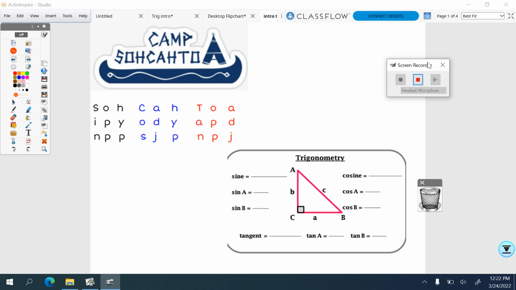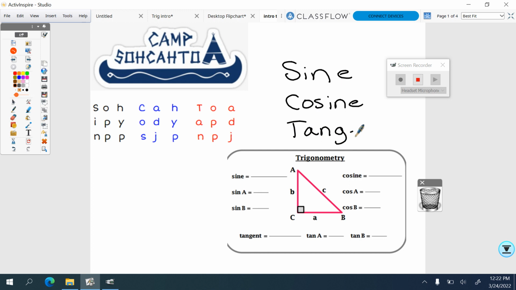We have sine, we have cosine, and we have tangent. And SOHCAHTOA is a mnemonic device to help you remember which goes with which. So sine would be opposite over hypotenuse, cosine is adjacent over hypotenuse, and tangent is opposite over adjacent.